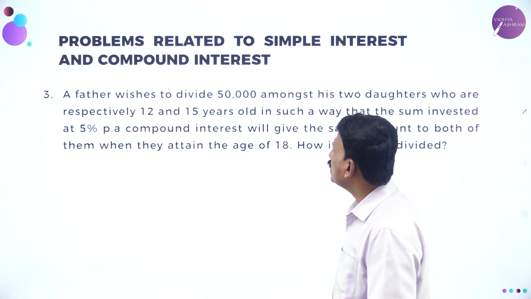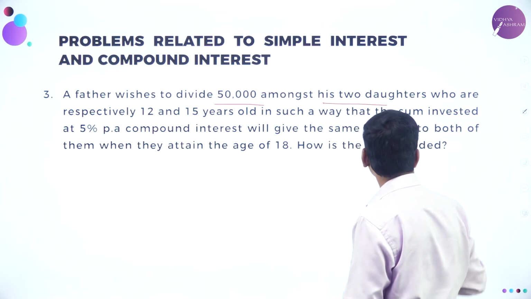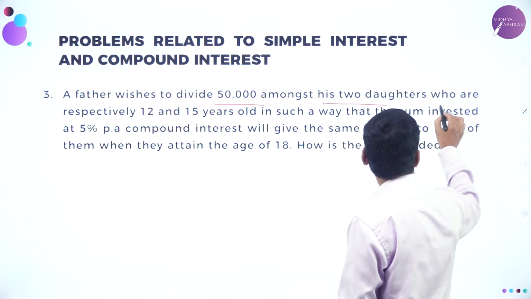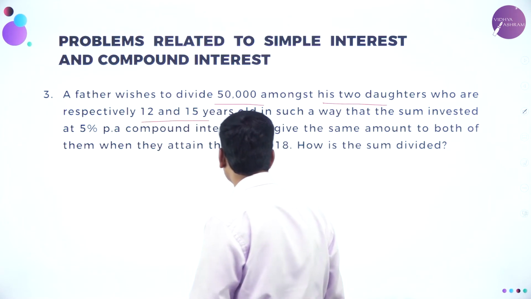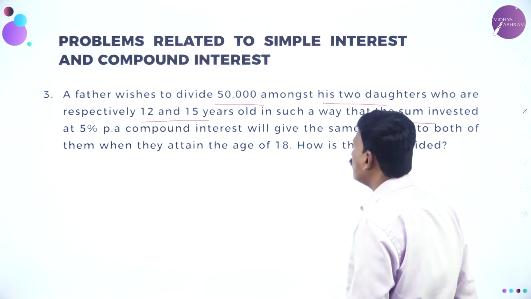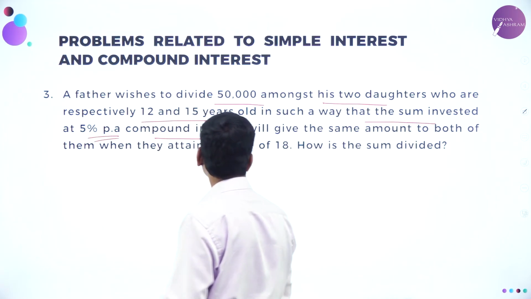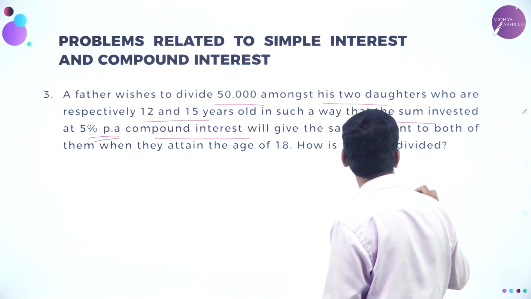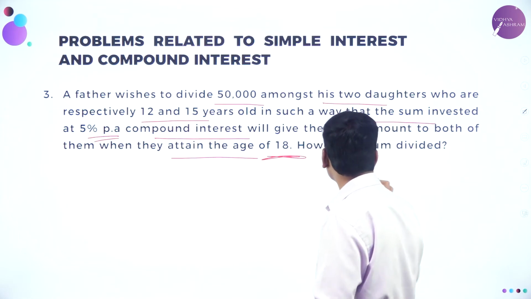Now a father wishes to divide 50,000 amongst his two daughters, who are respectively 12 and 15 years old, in such a way that the sum invested at 5% per annum compound interest will give the same amount to both of them when they attain the age of 18 years.